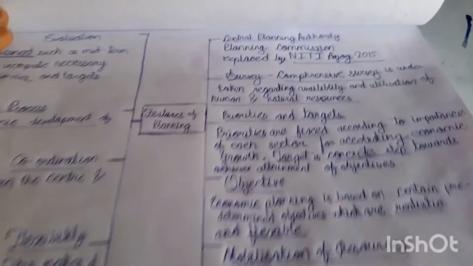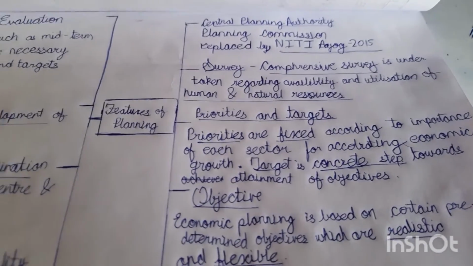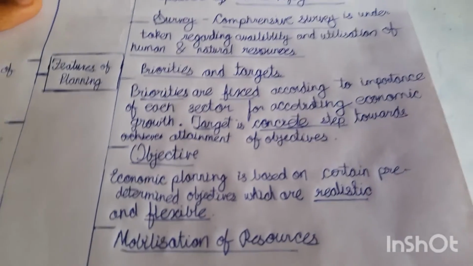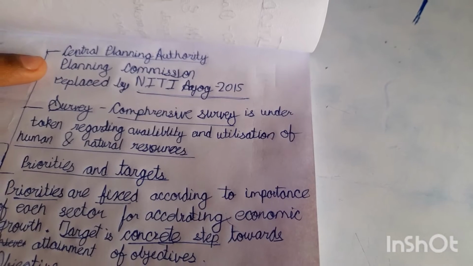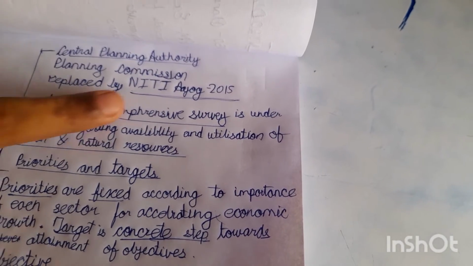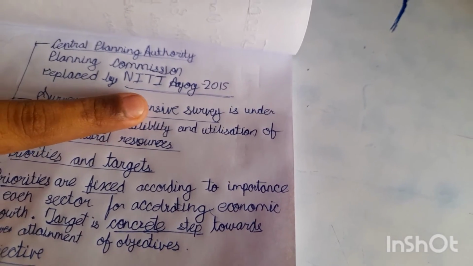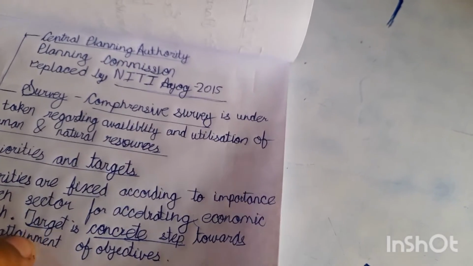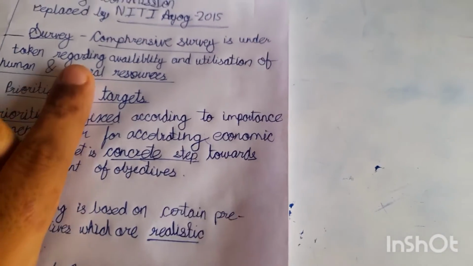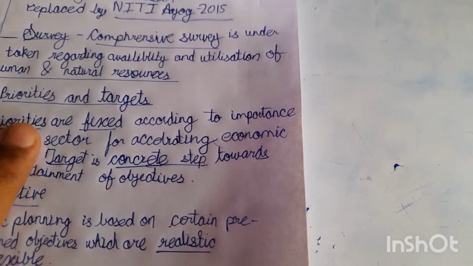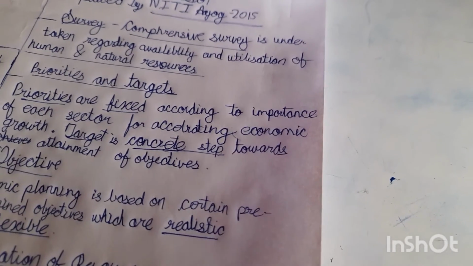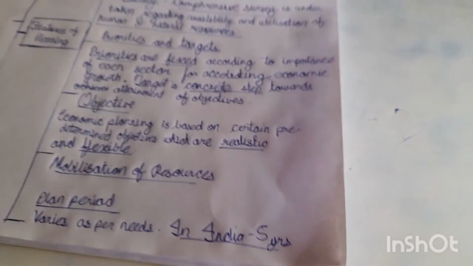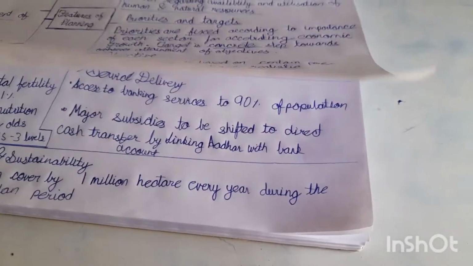The second important part of this chapter, economic planning in India, are the features of planning. Again, we can just do the keywords. In the first feature, Central Planning Authority, only one term is important. Niti Aayog, established in 2015, or rather, it replaced the Central Planning Commission. Survey. In this point, comprehensive survey. And the second word, human and natural resources. That's all. These are the keywords. You can go and check the notes to understand the keywords.